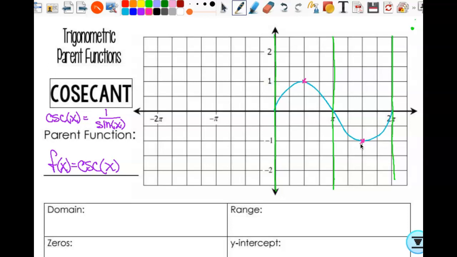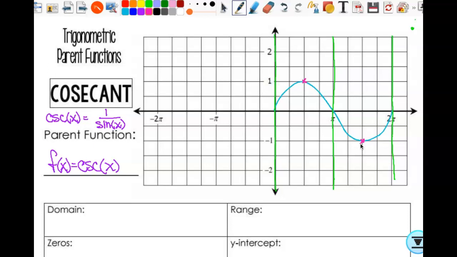Probably not. So for this right now, we're going to plot a couple more, but then once we understand what's going on, we won't have to plot these extra ones every time. All right, so let's look at pi fourths. What is the sine of pi fourths? Square root of 2 over 2. And then what's the reciprocal of that?